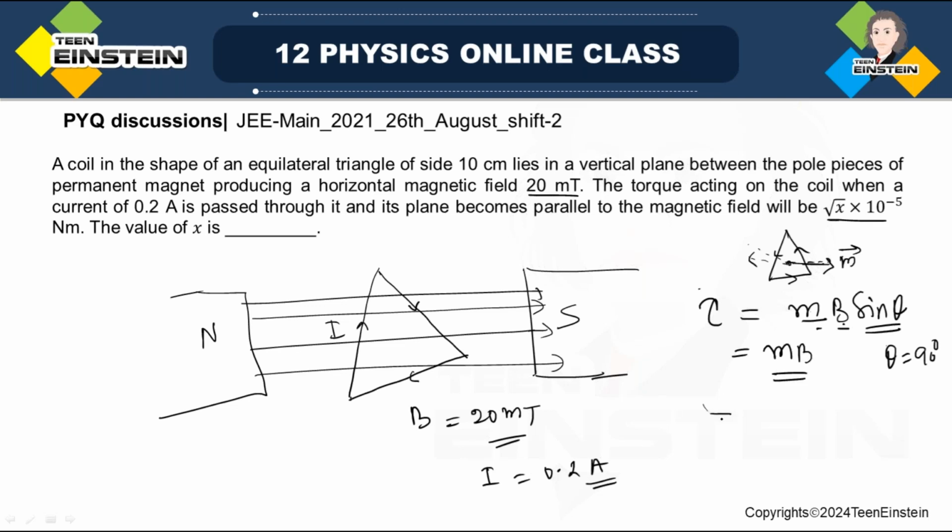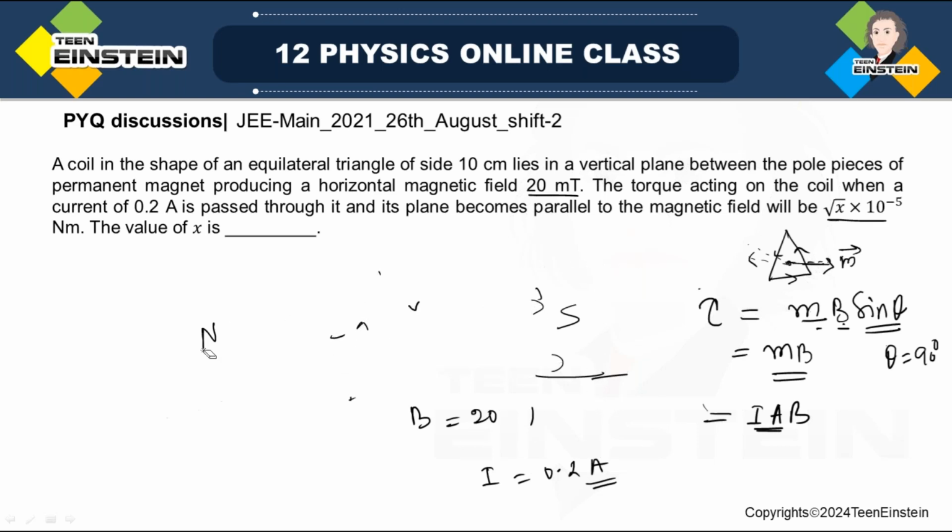Now what is m? m is the current in the loop times the area of the loop, so I into A is m. So this is the whole problem. Now I'll clean this portion. What is the maximum torque acting on the triangle? That is I into A into B.